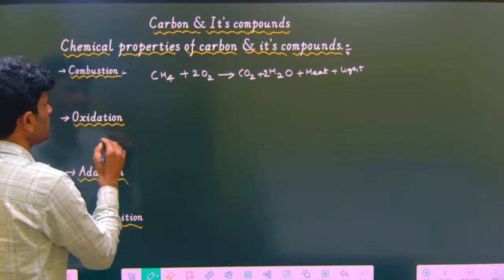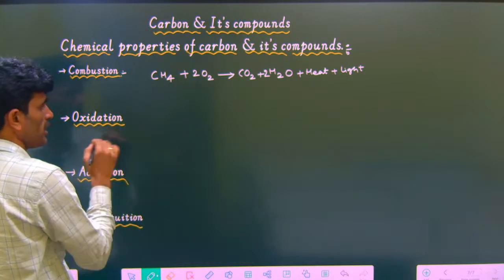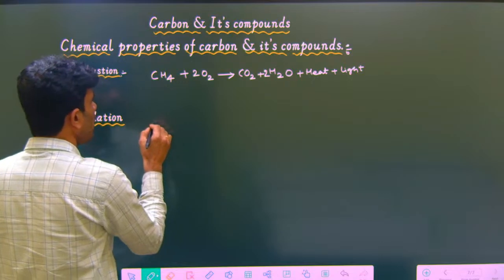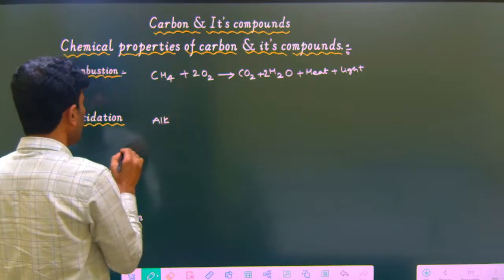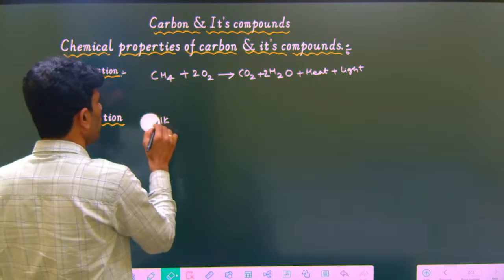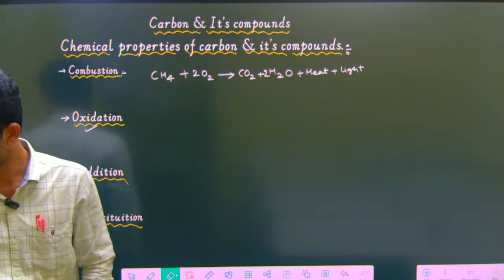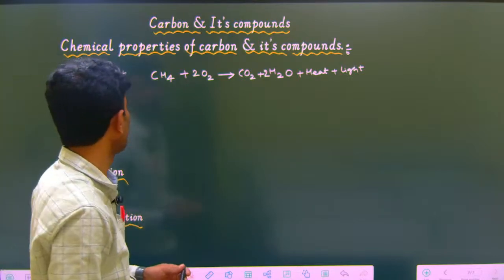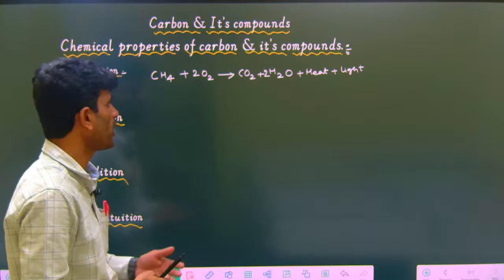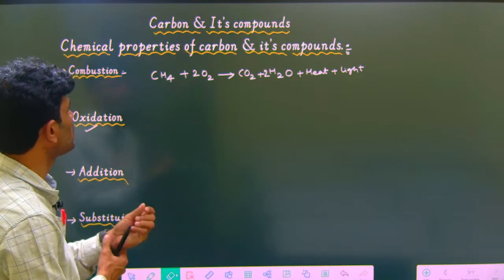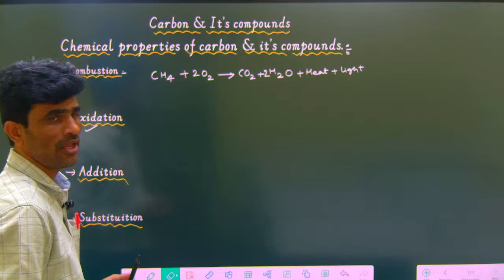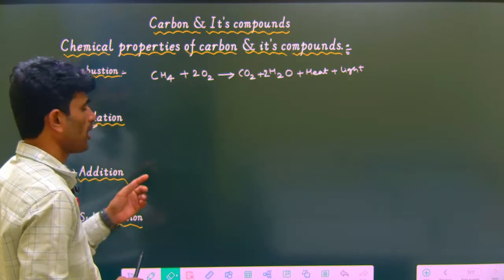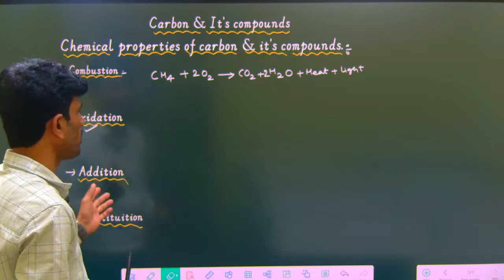Now coming to oxidation, this is also one of the important reactions. Hope everybody knows what oxidation is first. Do you all remember oxidation and reduction from chemical equations and reactions? In oxidation, either oxygen will be added or hydrogen will be removed. Here also, oxygen will be added to alcohol, and after the reaction acid will be formed. From alcohol, acid will be formed.